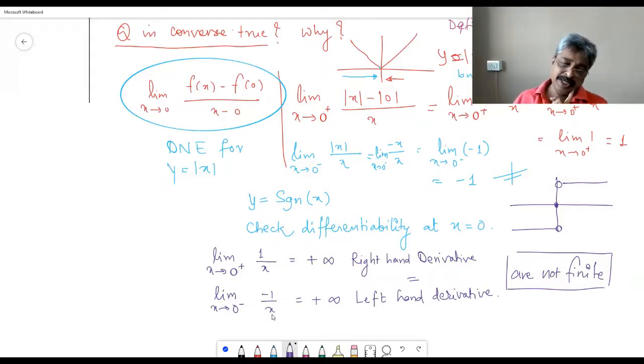So -1 upon x. Now the x values that we are going to put are going to be negatively signed. Therefore, that minus minus will get cancelled. Hence, this limit also will tend to +infinity. Both the limits are equal. Right hand derivative and left hand derivative both are equal but are not finite. Therefore, differentiability fails for signum function. That is what we are proving.